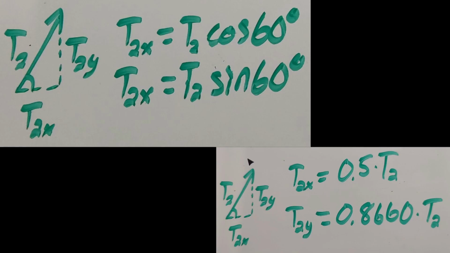Alright, next step for T2, it's the same thing, right? If you have cosine of 60 degrees is adjacent over hypotenuse, then you just multiply the hypotenuse and you have T2x, T2 times cosine. Same thing for the sine. And then this works out to 0.5 and 0.866.